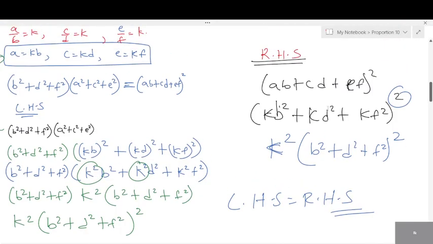Okay, other than that, we use what you call factorization. Factorize normal values, solve it.